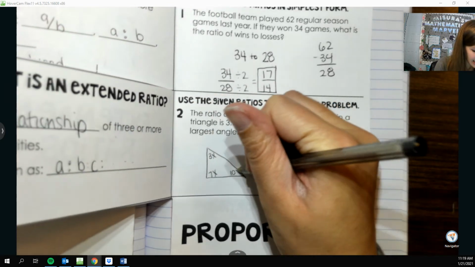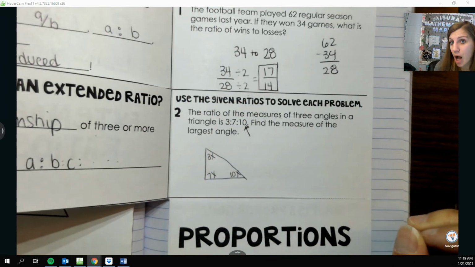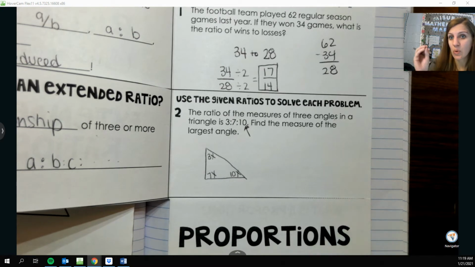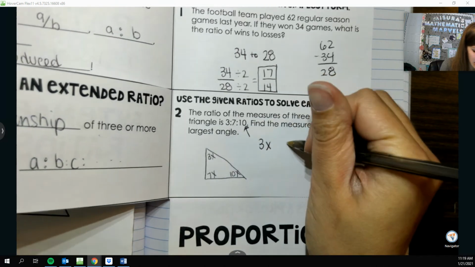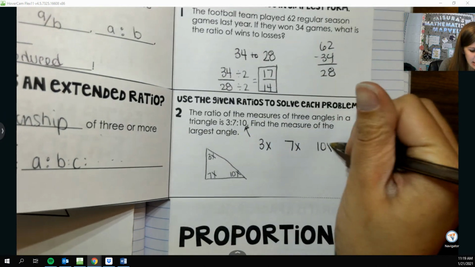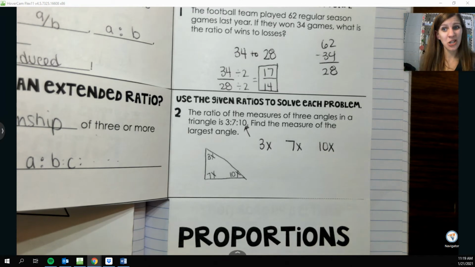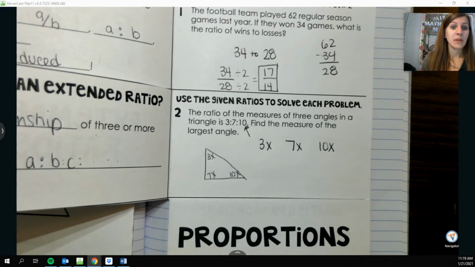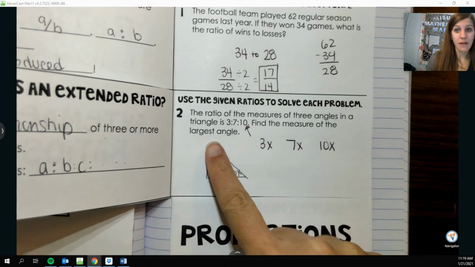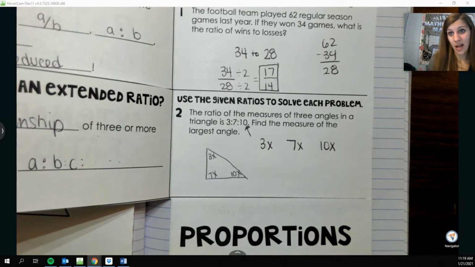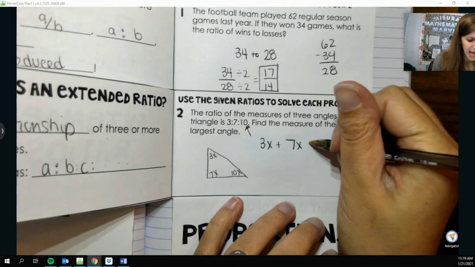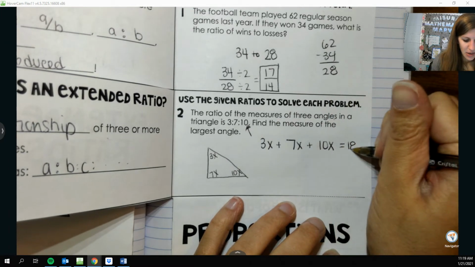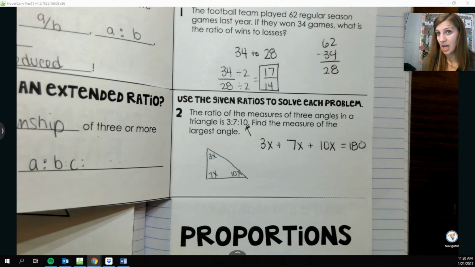So all that to say, if they give you an extended ratio in a problem, chances are you're going to want to put an x behind each of the numbers in the ratio. So 3x, 7x, and 10x. And then you're going to want to do something with those numbers to figure out what that common multiple was that I divided out. Now in this case, because we're talking about the measures of an angle, I know that in a triangle, the measures of the angles will always add up to equal 180. So that's a thing I can do with these angles to help me solve for x.